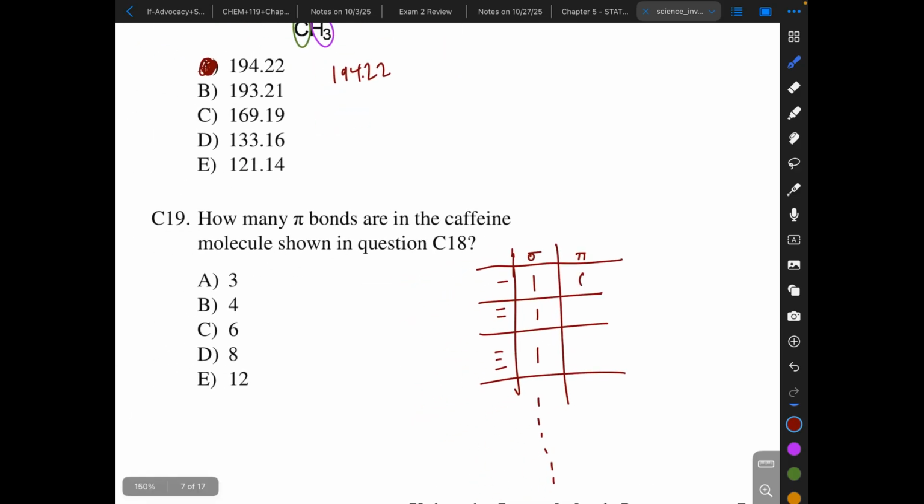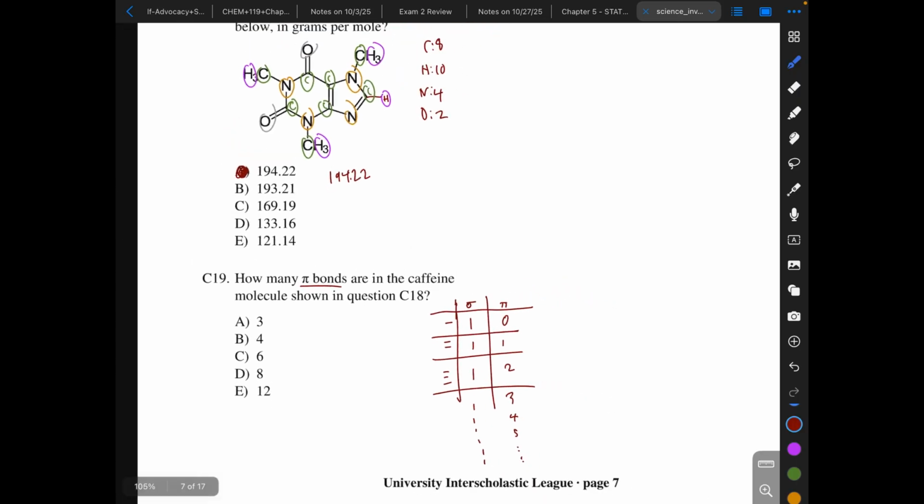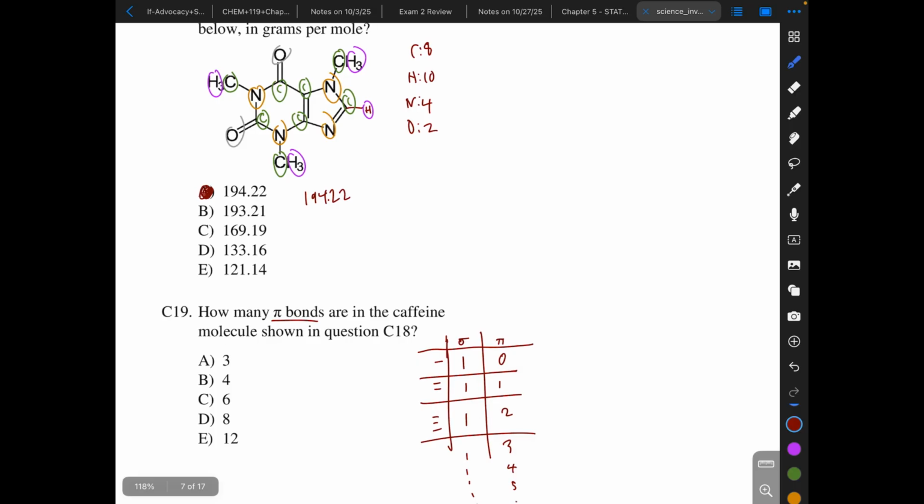Pi bonds will start at 0 for a single bond, 1 pi bond for a double bond, 2 pi bonds for a triple bond, and then that will go 3, 4, 5 all the way down. So we're asked to find how many pi bonds are in the caffeine molecule shown. We know single bonds have no pi bonds, so we can ignore single bonds. And caffeine only has single and double bonds, so there are no triple bonds. The only thing we need to worry about then is the double bonds. Each double bond will have 1 pi bond.